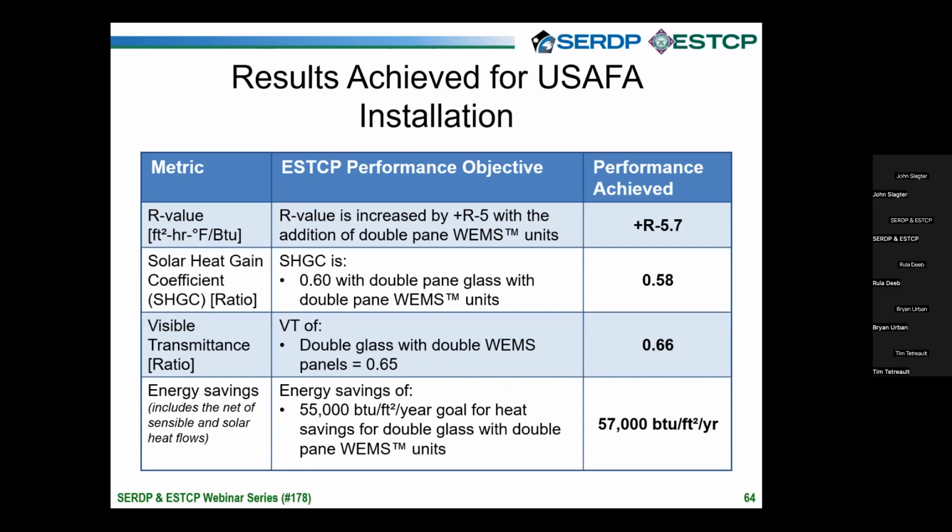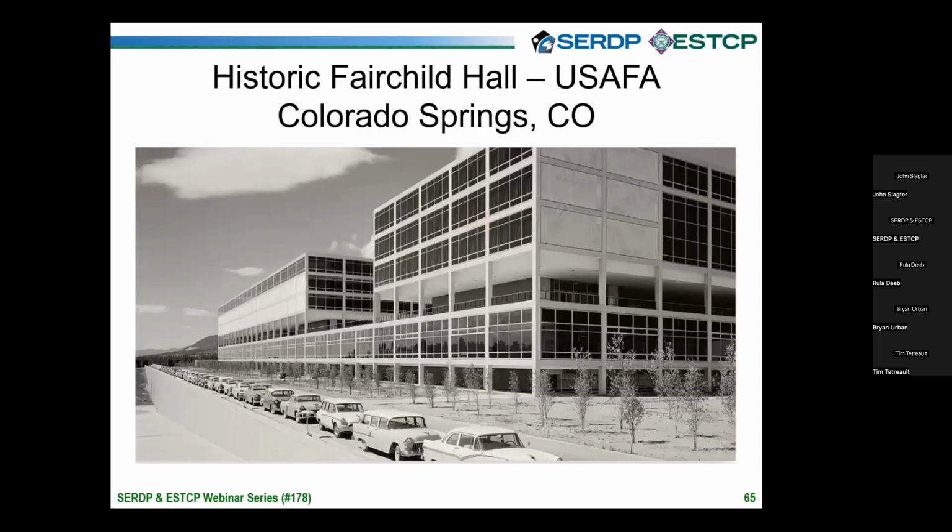And we did that without significantly reducing the solar heat gain, which is important in colder climates. And we had a good visible light transmittance. Again, keep in mind that this is 4 panes of window, 2 panes of glass with a low E coating in there, and then the double pane WEMS unit. And we're still at 0.66 in terms of visible light transmittance. So it was a very good, successful installation.